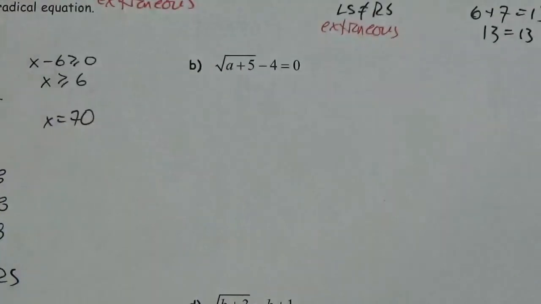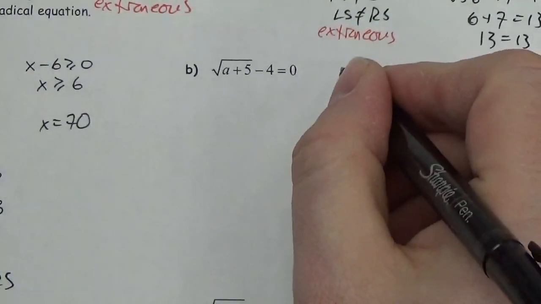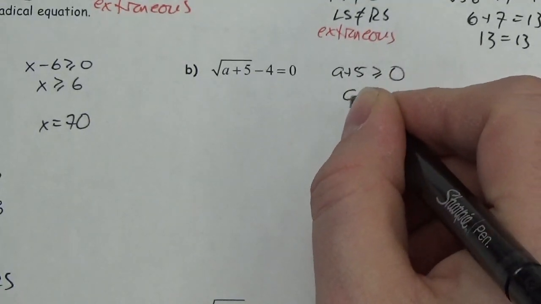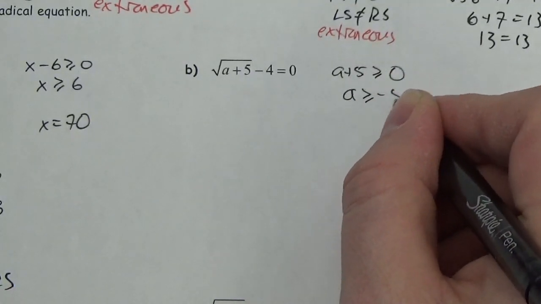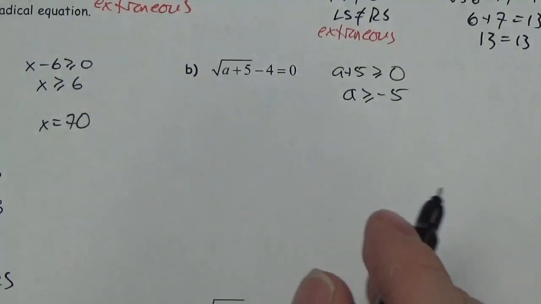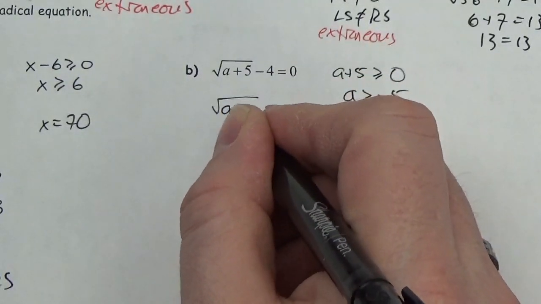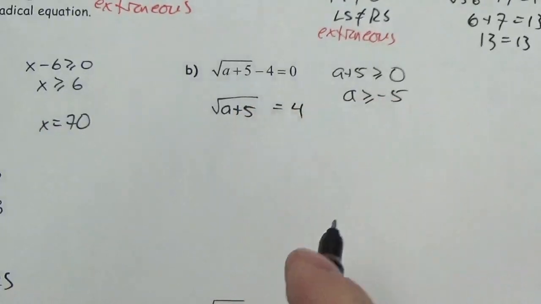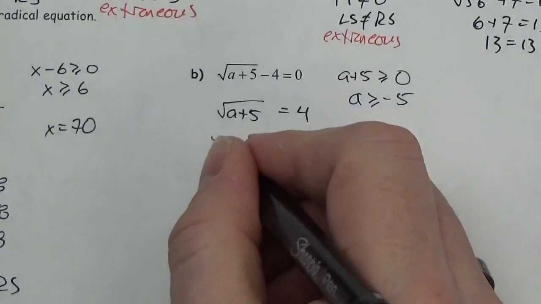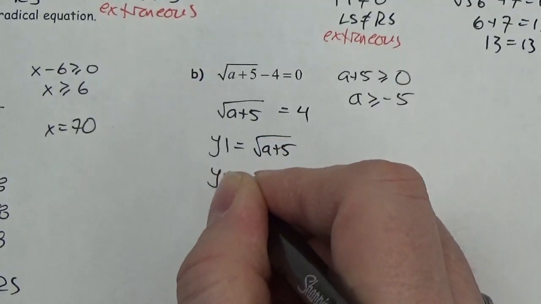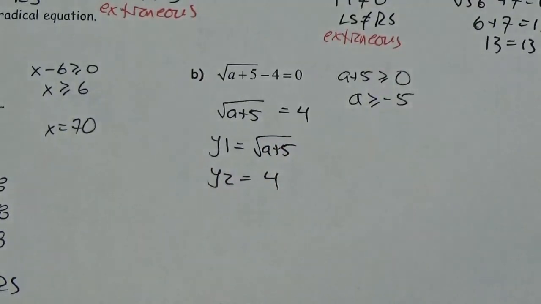And now let's take a look at this one. I will do the same thing here. First of all, though, a plus 5, we'll look at the radicand here, has to be greater than or equal to 0. So we know that a must be greater than or equal to negative 5. And now I'm going to isolate the radical. So root a plus 5 will equal 4. And then we'll split it up. Let y1 equal the square root of a plus 5, and we'll let y2 equal 4.